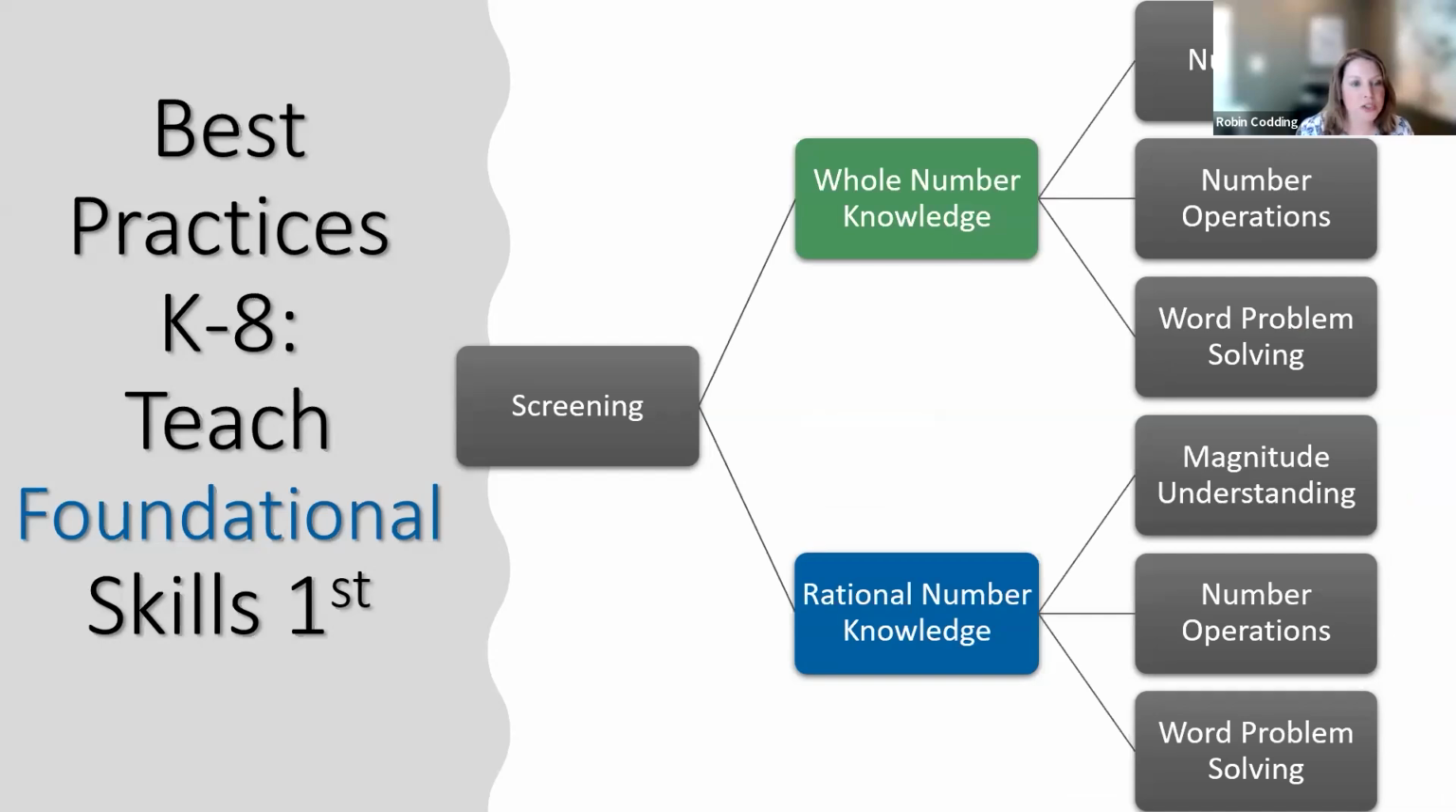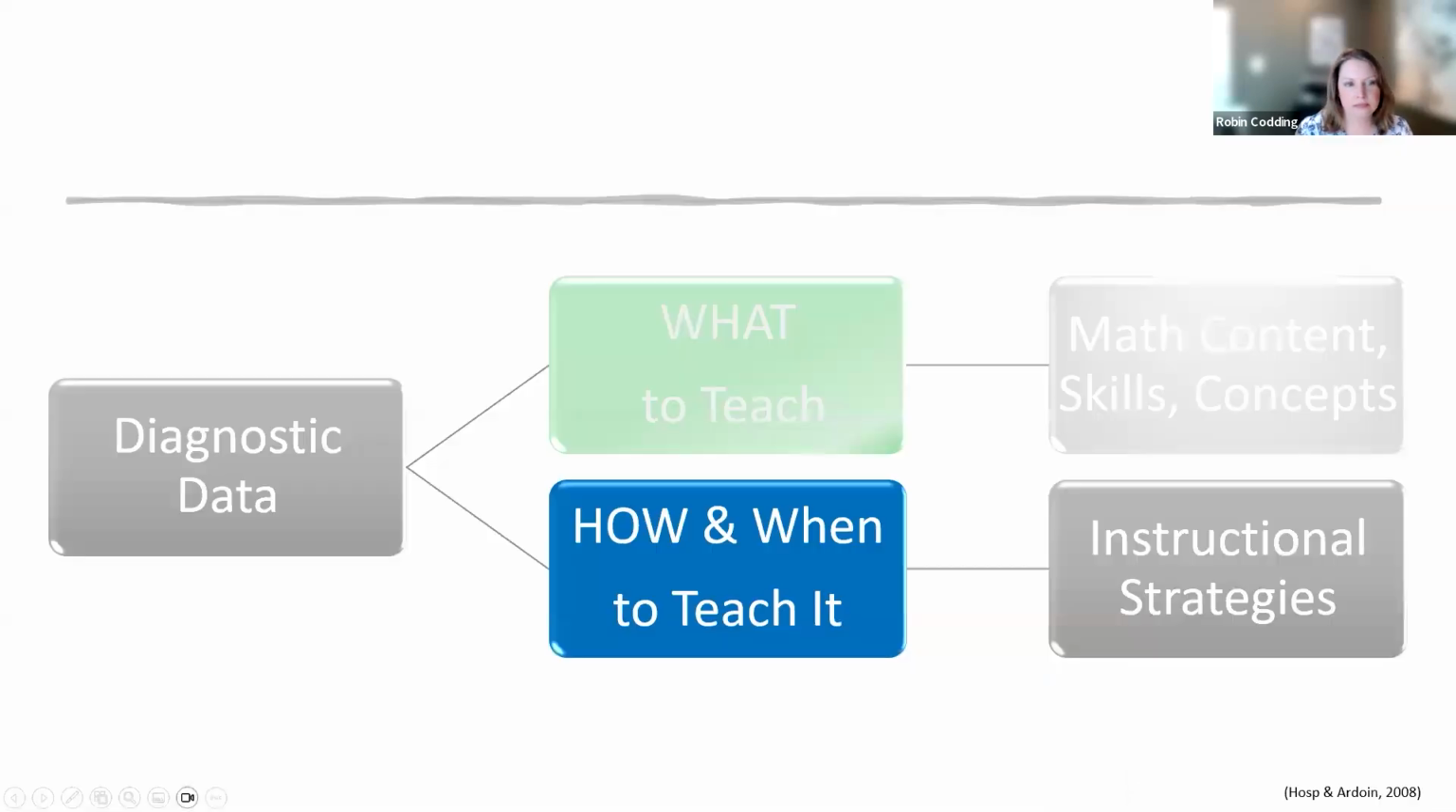So the idea will be to teach foundational skills first. So when we consider what to teach, we want to aim to teach those foundational skills first and build proficiency with these skills. So in this figure, you're seeing an illustration of, we identify using our screening data, we kind of already know maybe where the gap is. It's within whole number knowledge or within rational number knowledge, perhaps it's in both. And then within that, where are the gaps? Is it in the numeracy understanding, number operations, word problem solving? And that's similar across both whole number and rational number knowledge. So that's a little bit about the what to teach.